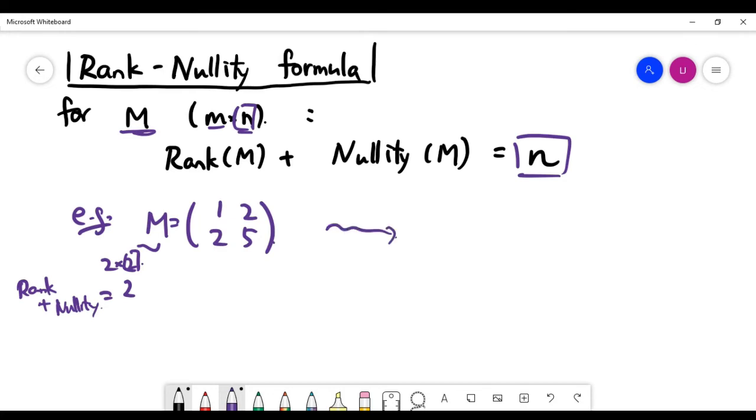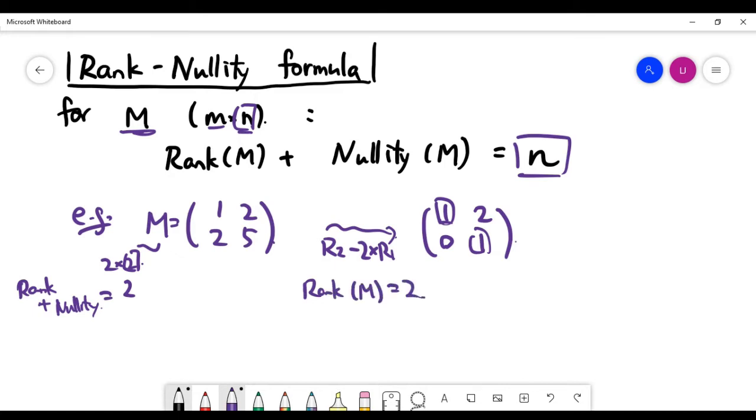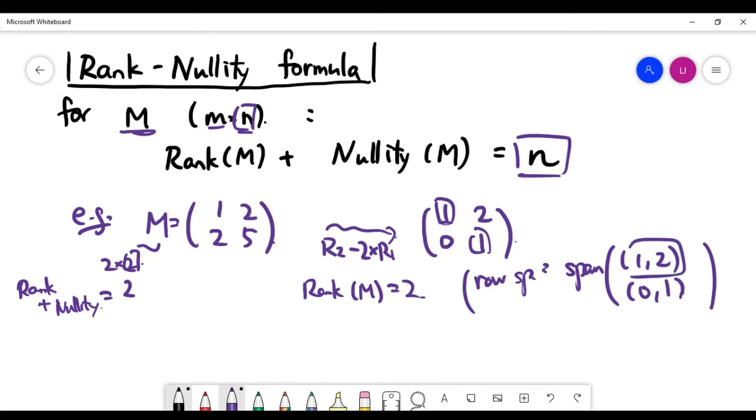So first of all, just like the previous couple of videos, we can do some row operations. For example, I can do row 2 minus 2 times row 1 to reduce the matrix to upper triangular form. Now, because we are in the triangular form already, we understand that the rank of M must be 2. Because if you look at the row space, it is actually spanned by the two basis vectors, row 1 and also row 2, right? And obviously these two vectors have different directions. So it gives us the two dimensions of this row space.